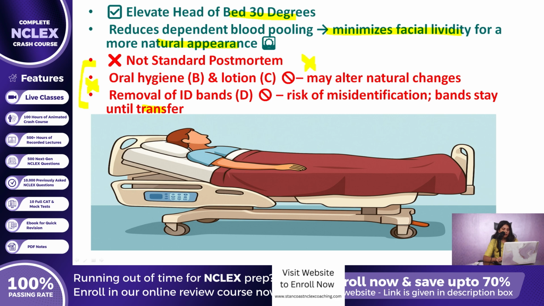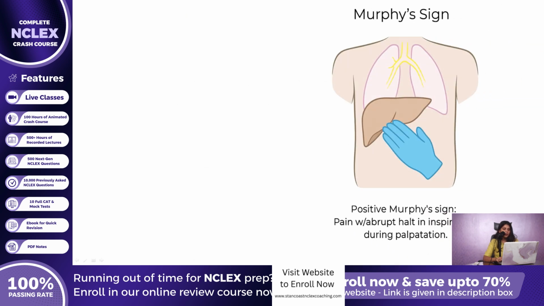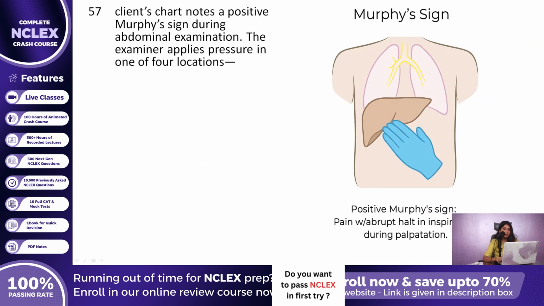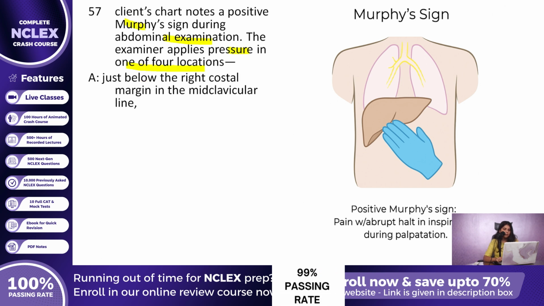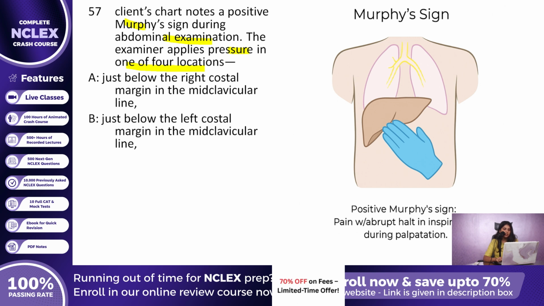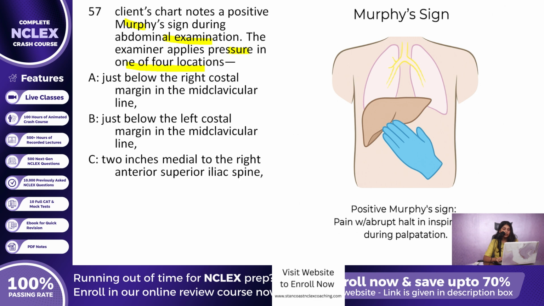Question 57. Finally, a client's chart notes a positive Murphy's sign during abdominal examination. The examiner applies pressure in one of 4 locations. A. Just below the right costal margin in the mid-clavicular line. B. Just below the left costal margin in the mid-clavicular line. C. 2 inches medial to the right anterior superior iliac spine. Or D. 2 inches medial to the left anterior superior iliac spine.